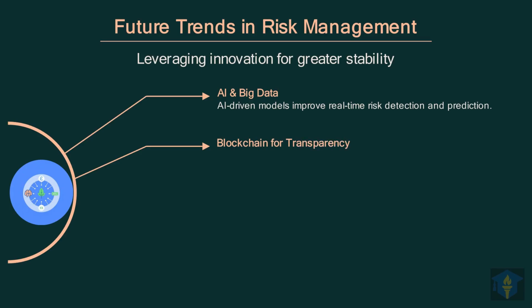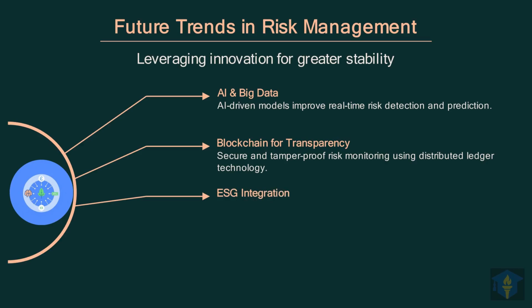Blockchain technology is also emerging as a powerful tool to enhance transparency in financial transactions. It provides secure and tamper-proof risk monitoring using distributed ledger technology, increasing trust and accountability. Environmental, social, and governance, or ESG, integration is becoming increasingly vital in comprehensive risk assessments. This involves assessing risks related to climate change, social impact, and robust corporate governance practices for long-term sustainability.